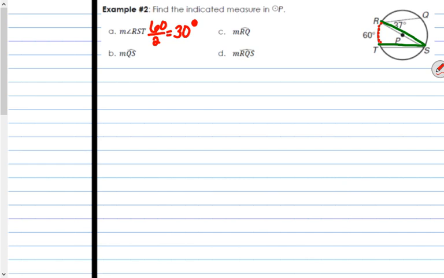Then we're going to look at the measure of arc QS. That's the arc. The angle that's intercepting that arc is 37 degrees. So I'm not going to cut the angle in half to find the arc. I'm going to double the angle to find the arc. So 37 times 2 is 74 degrees. So the measure of arc QS is 74 degrees. And we will do C and D together in class for practice.